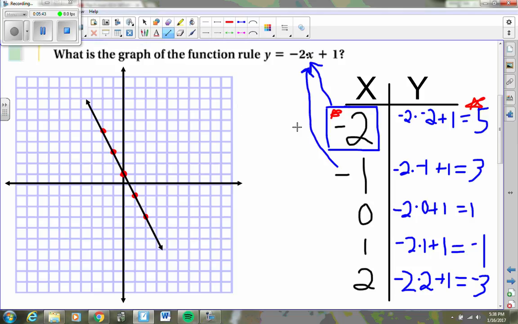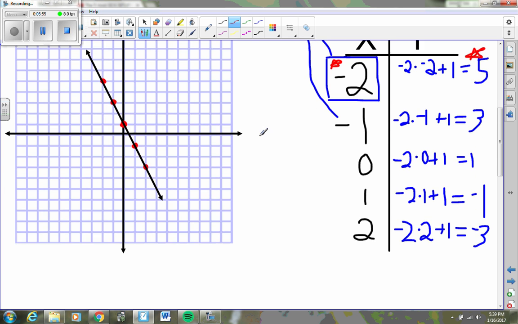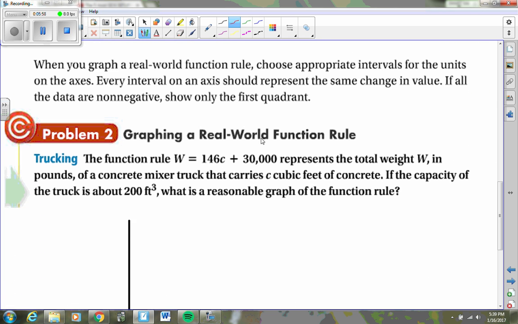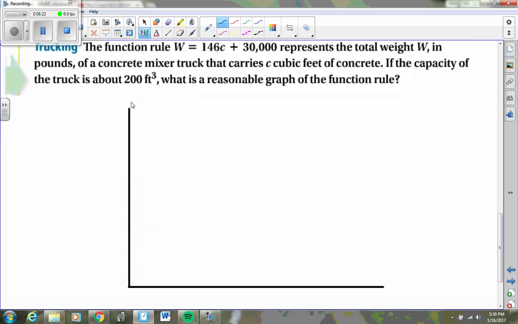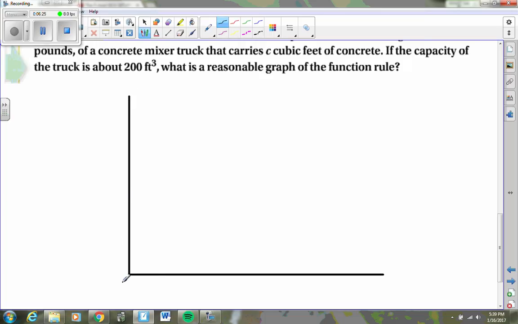Okay? The other thing that I'm going to ask you to do in this section is to basically do this same idea, but with some context, in a word problem, okay, in a real-world situation. Now, one important thing to keep in mind is that when we graph a real-world function, we need to choose appropriate intervals for the units on the axes. Okay? So, a lot of times you'll see that we won't actually have any negative numbers. Negative numbers won't make any sense for us. So then we'll only have to show the first quadrant, the types of graphs that we were doing before when we were sketching graphs previously.